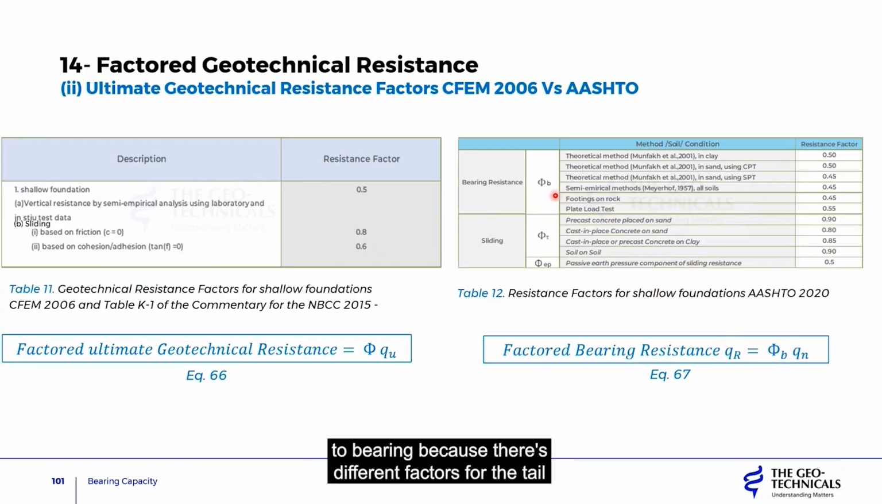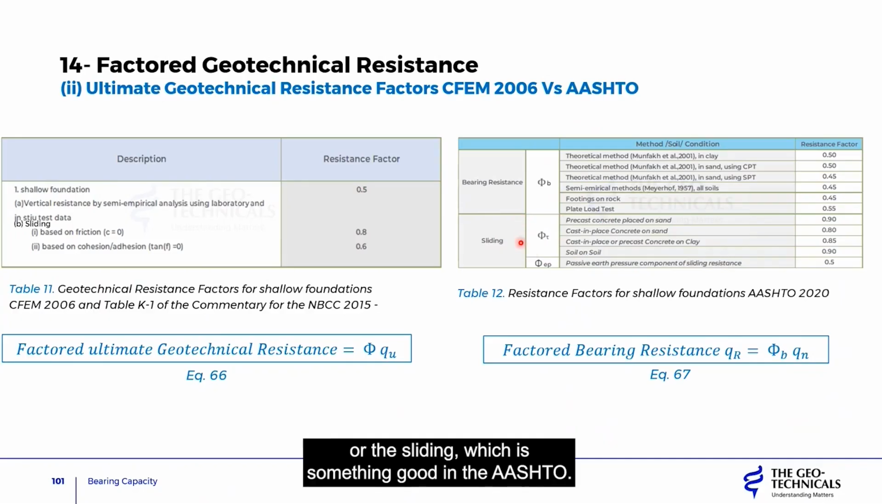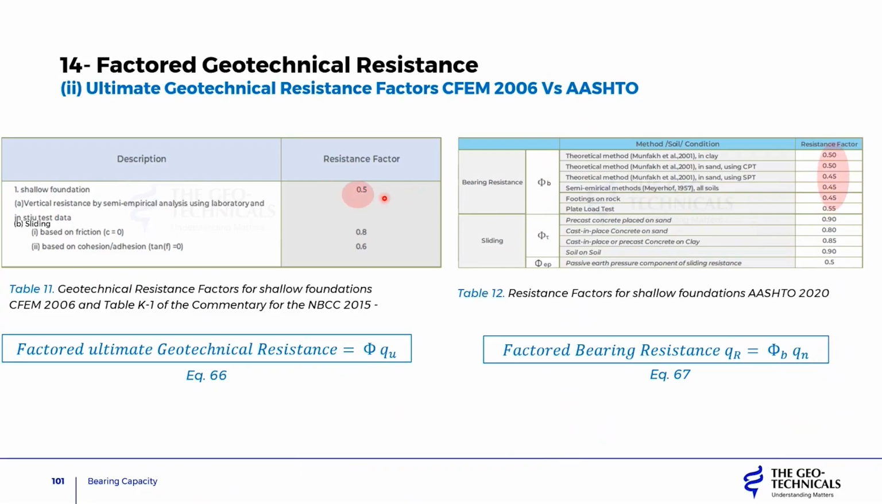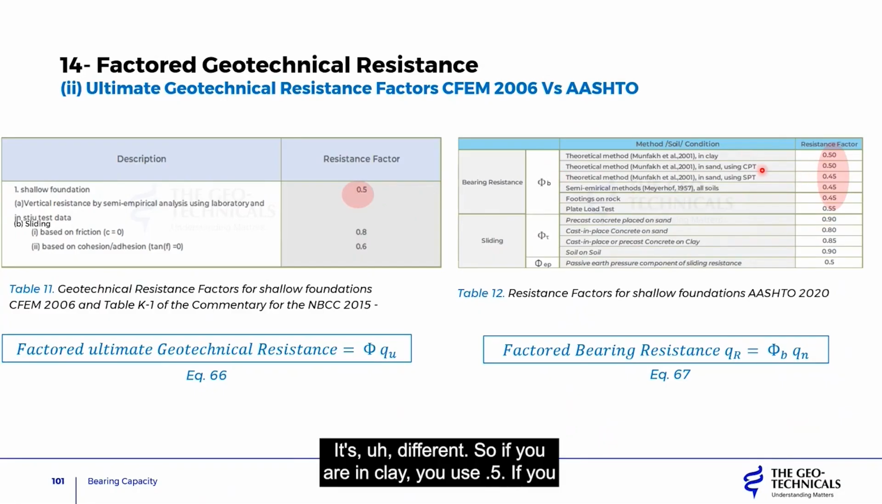And b just refers to bearing, because there are different factors for the tau or the sliding, which is something good in the H2. You don't have that in the NBCC or the CSA. It just tells you phi, and you know phi is for bearing capacity, so it's a shallow foundation. So it's 0.5 over here, by the way. And for the beta, it's different. So if you are in clay, you use 0.5.